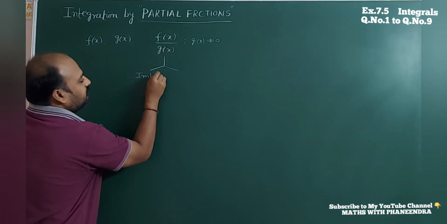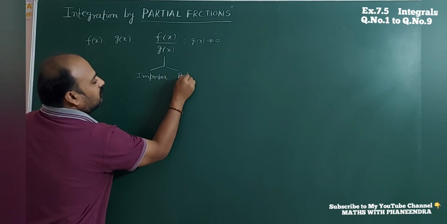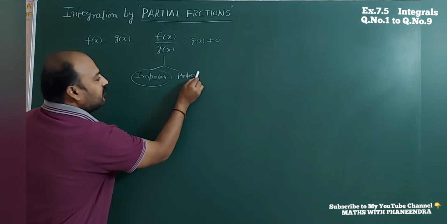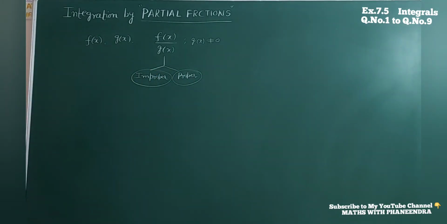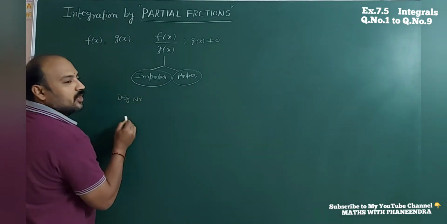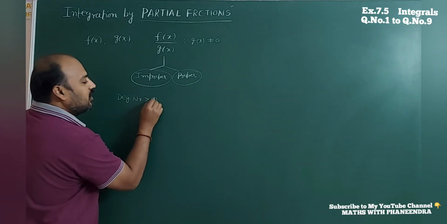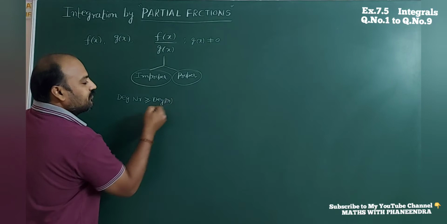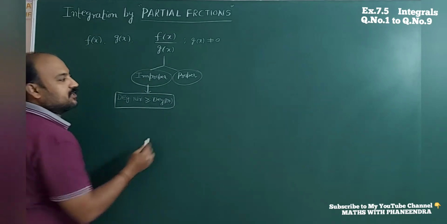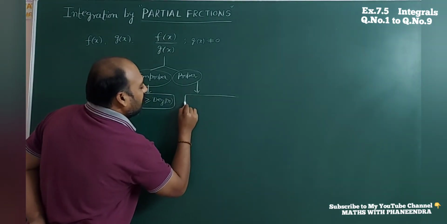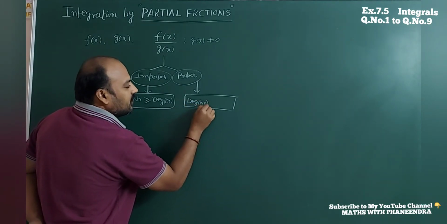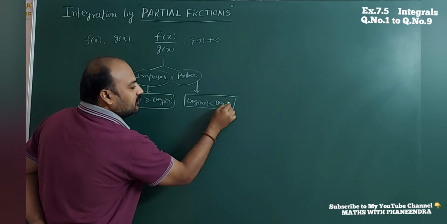When do we say the fraction is improper, and when proper? If the degree of the numerator is greater than or equal to the degree of the denominator, then the fraction is called an improper fraction. For a proper fraction it is absolutely reverse: the degree of the numerator is less than the degree of the denominator.